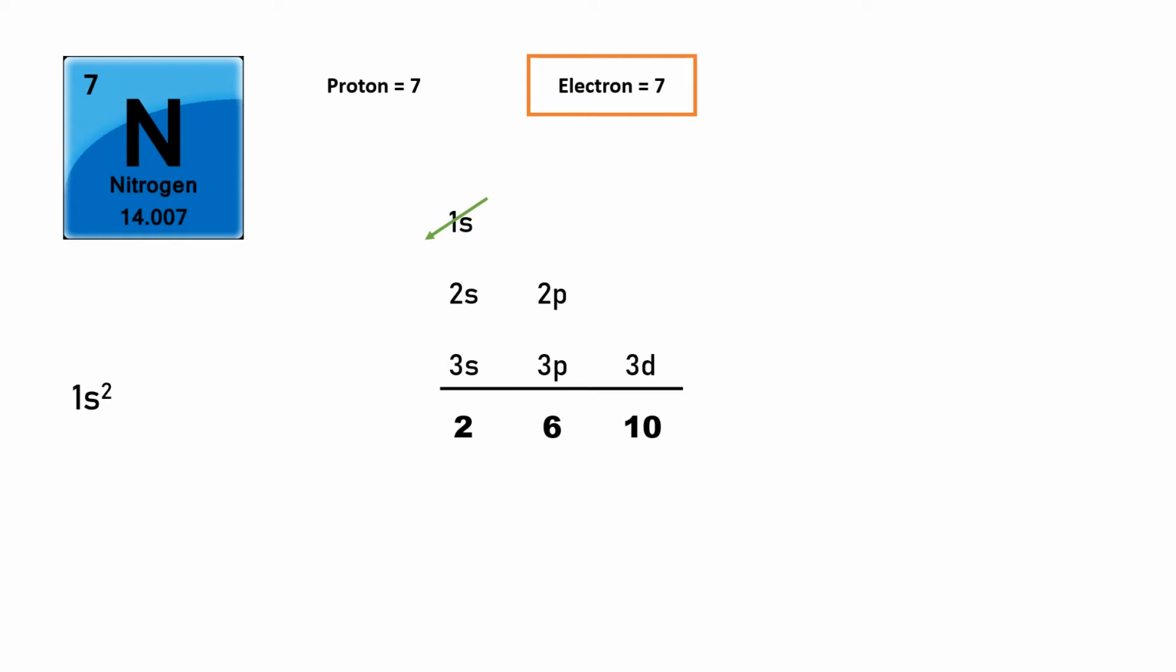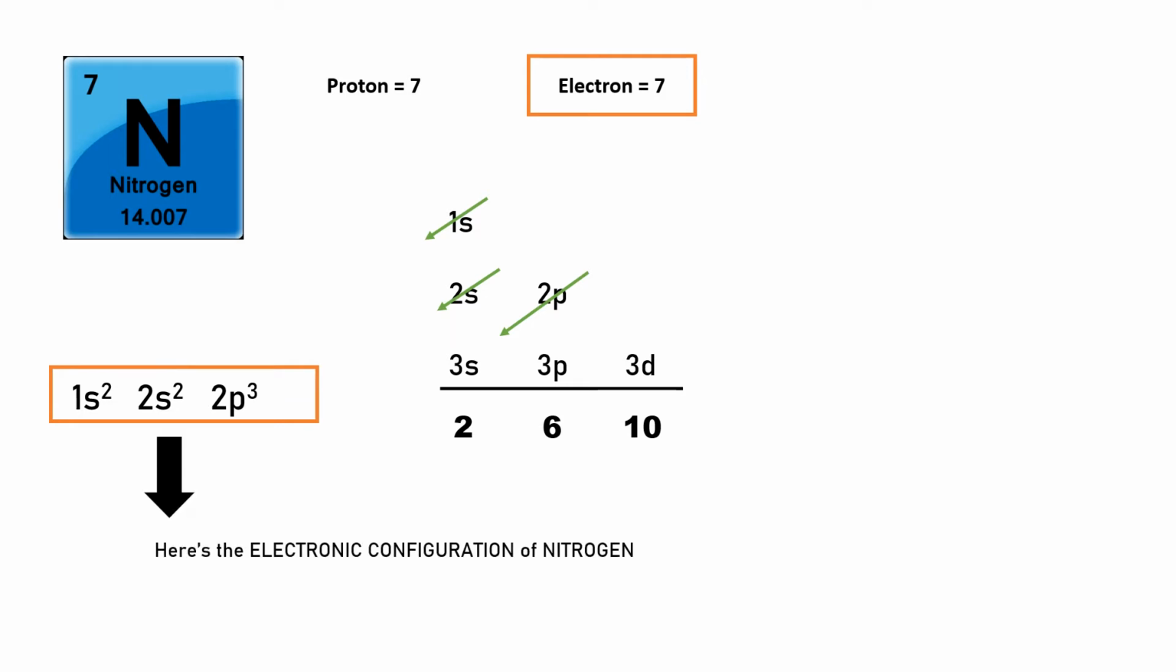Since you need 7, you still need 5, so you need to use the next level. We have 2s2, so you have 4. So 3 more: 1s2, 2s2. Then the next level is 2p. You cannot reach the 3s here because p has a maximum of 6, so you can only use 2p3. So 2 plus 2, 4, plus 3, 7. So 1s2, 2s2, 2p3 is actually the electronic configuration of nitrogen.